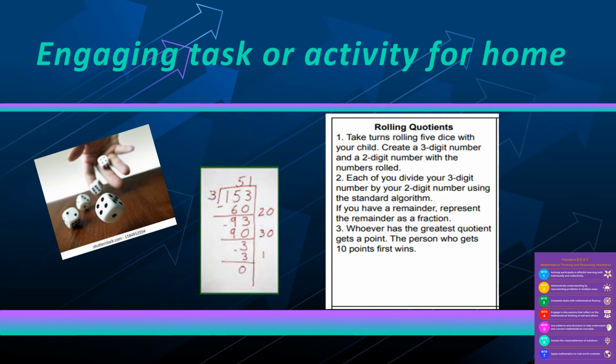Here is an activity from the STEMscopes parent letter that is meant to be an engaging way that students can continue their learning at home or even to extend their learning in the classroom. This activity connects using a division algorithm and also writing a remainder as a fraction.